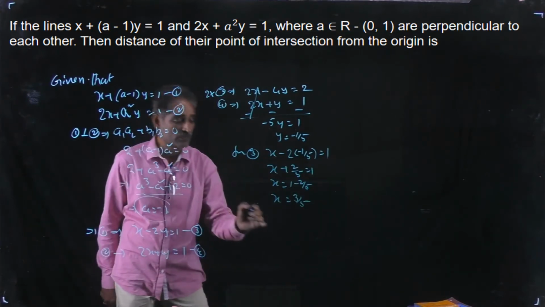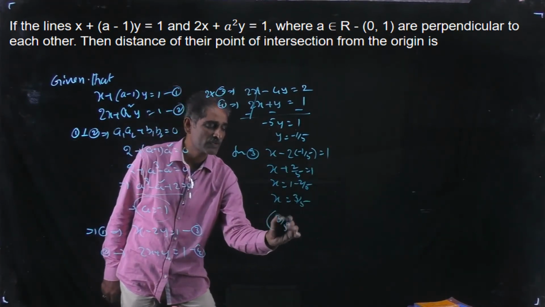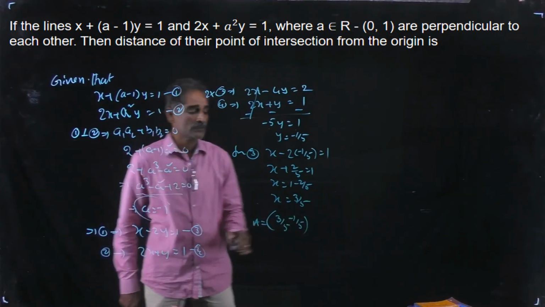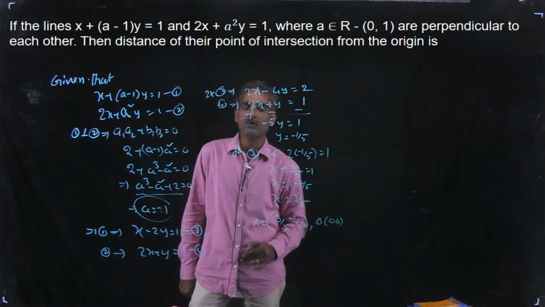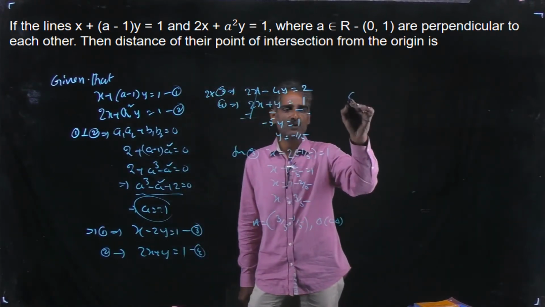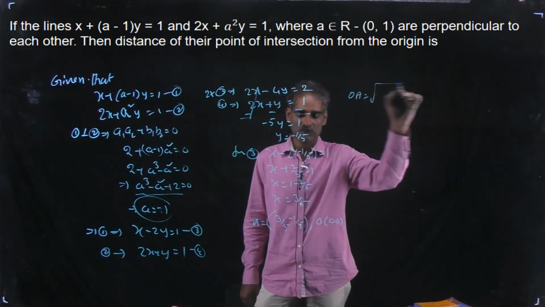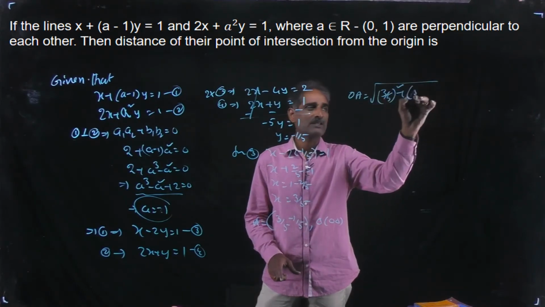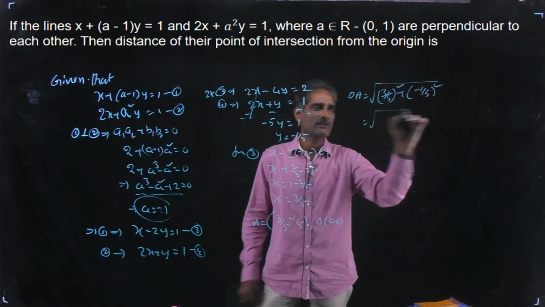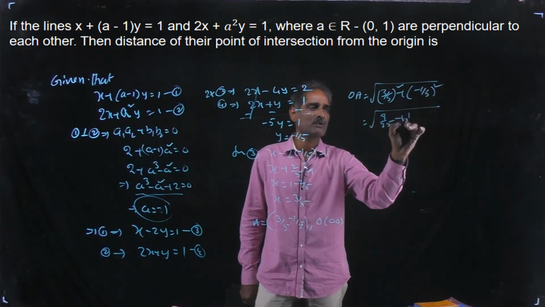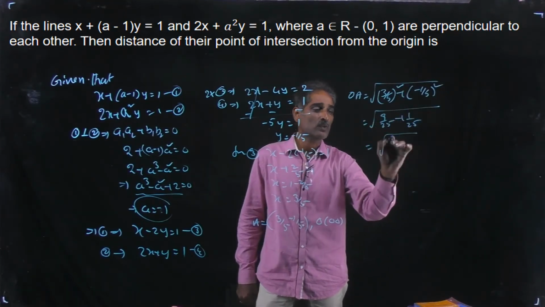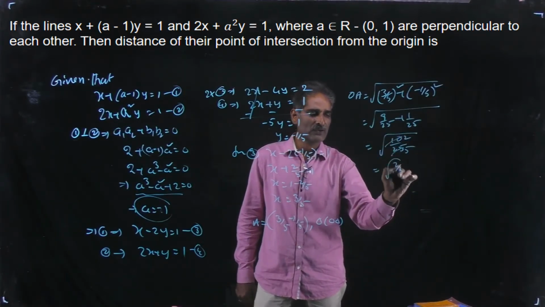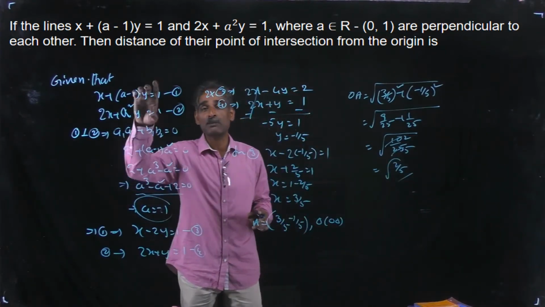Now the intersect point of 1 and 2 is (3/5, -1/5), let it be some point A. The origin is (0, 0). We have to find the distance OA. Therefore, OA length is equal to the square root of (x2 minus x1) whole square, that means (3/5) whole square plus (-1/5) whole square. Therefore, 9/25 plus 1/25 is equal to root 10/25, that is the required value: the distance from the origin to the intersect point of 1 and 2.